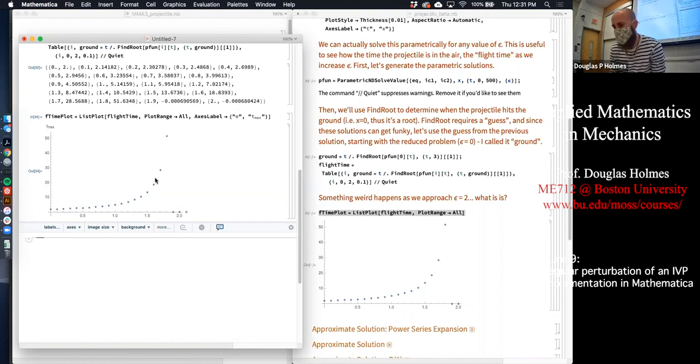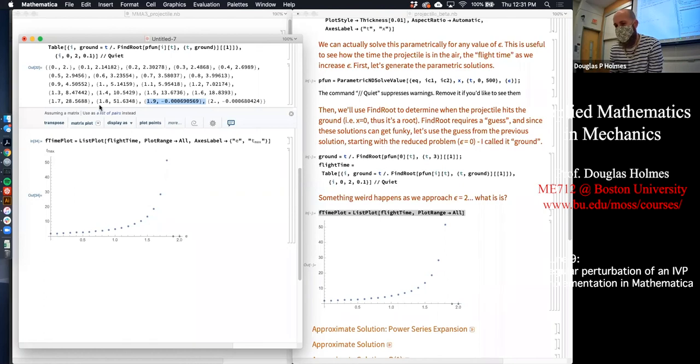So look over here, it's plotted. But this isn't actually helpful. Look in the data here. At 1.8, it's like 51 seconds. At 1.9, it gives you a negative value. What's happened? Anyone guess?